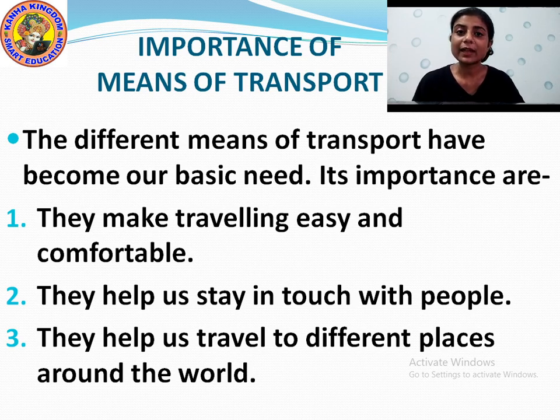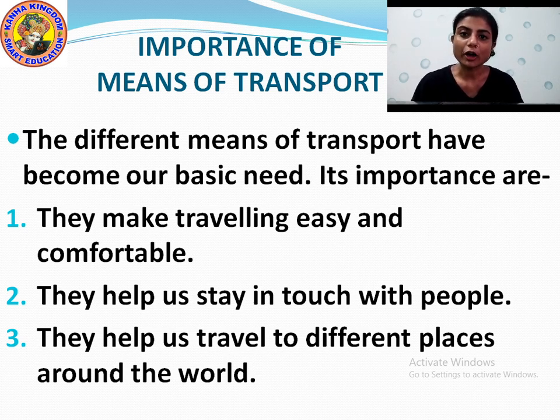That is why these means of transport are becoming very important for us. And what is the importance of these means of transport? The first point is that they make traveling easy and comfortable.